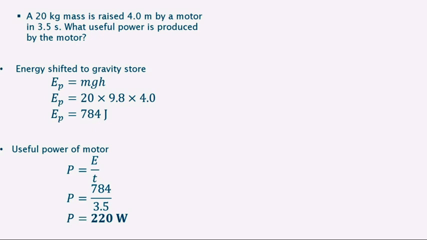Okay, so the energy shifted to the gravity store is equal to 20 kilograms times 9.8 meters per second squared times 4 meters. And when you get your calculator out, that comes out as 784 joules. So that's the energy that's been transferred. If we know the energy transfer and the time it takes to transfer it, then we can calculate power. There's the power calculation at the bottom.